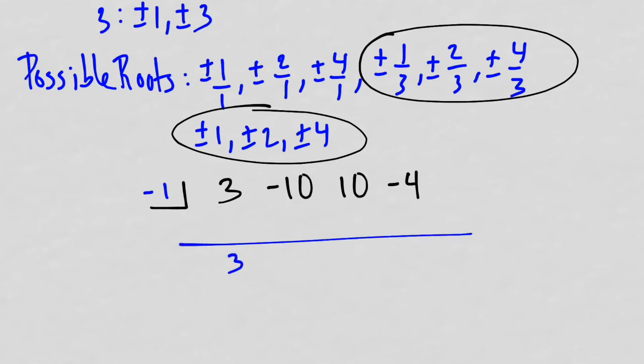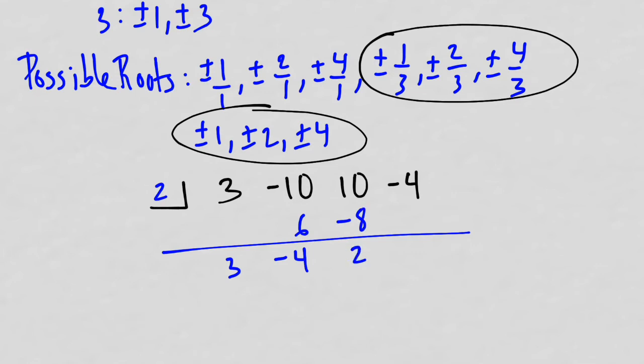Let us try negative 1. Bring down the 3. Negative 1 times 3 is negative 3. That's negative 13. Negative 1 times negative 13 is positive 13. That's 23. Negative 1 times 23 is negative 23. Nope, doesn't work either. Alright, move on to 2. Bring down the 3. 2 times 3 is 6. That's negative 4. 2 times negative 4 is negative 8. That is 2. 2 times 2 is 4. Yes, we found it. It's x equals 2.